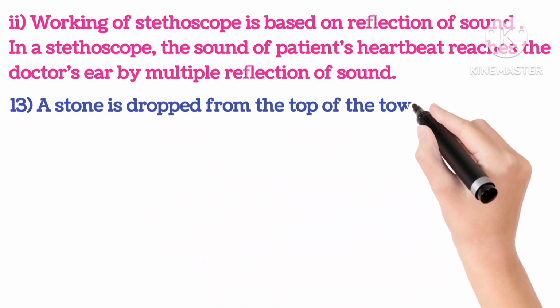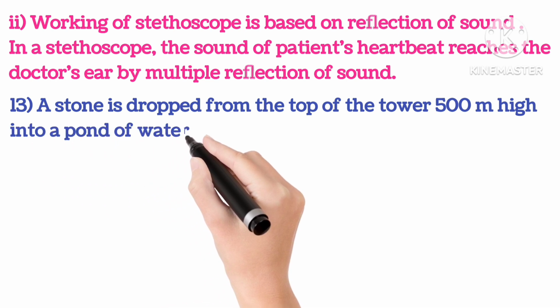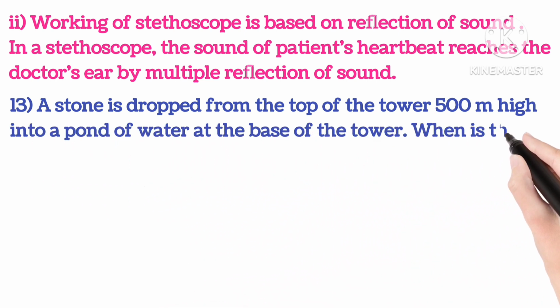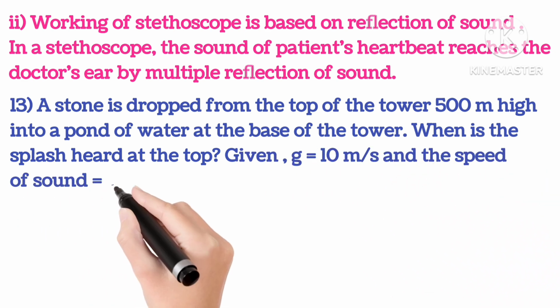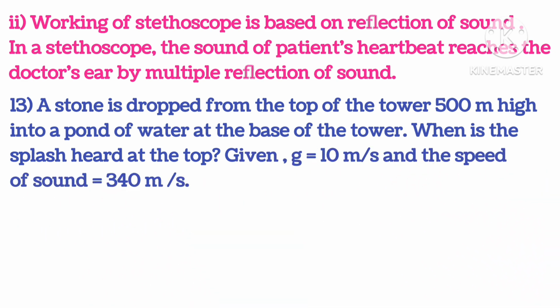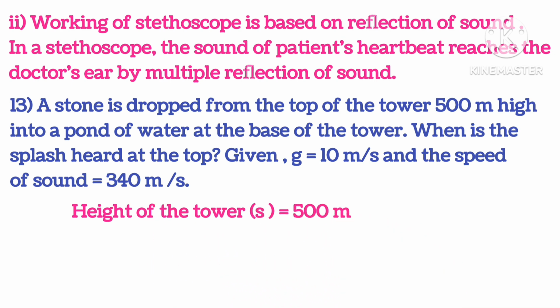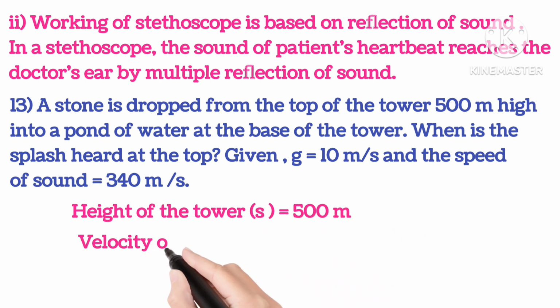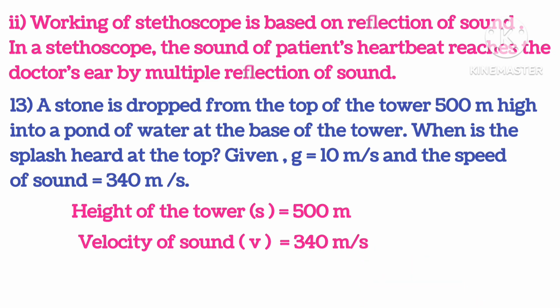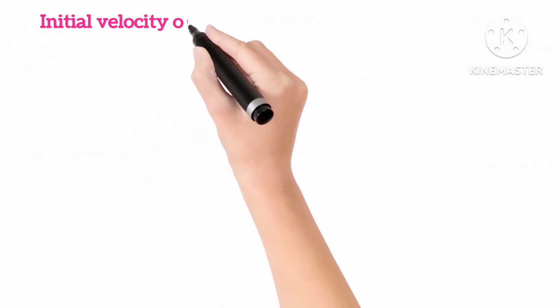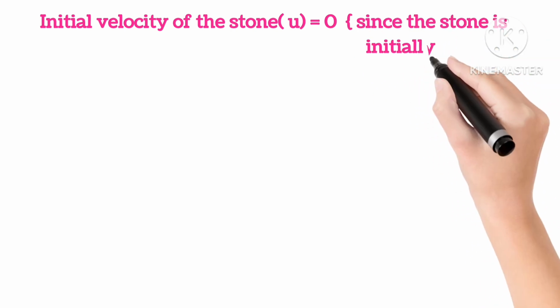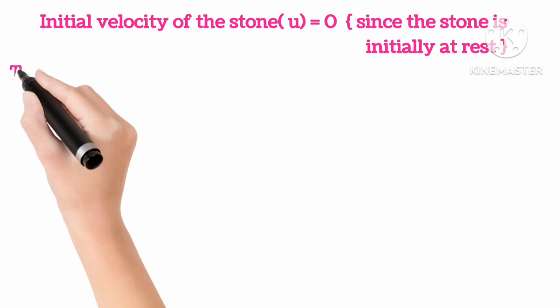13th, a stone is dropped from the top of a tower 500 meters high into a pond of water at the base of the tower. When is the splash heard at the top, given that acceleration due to gravity is 10 meters per second squared and speed of sound is 340 meters per second? So we know the height of the tower, which is the distance, is 500 meters. Velocity here is 340 meters per second. Acceleration due to gravity is given as 10 meters per second squared. Initial velocity of the stone is 0 since the stone is initially at rest.